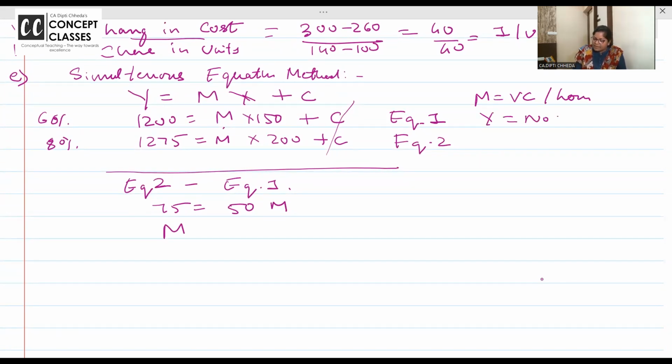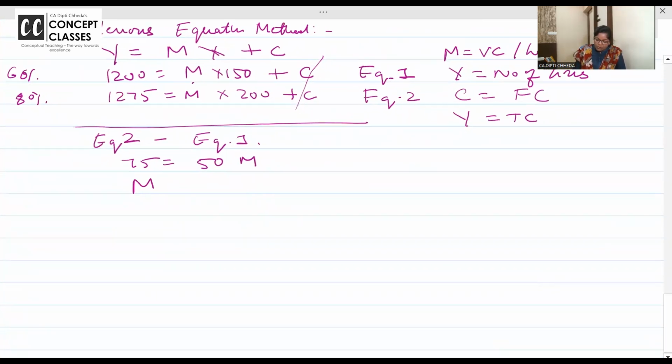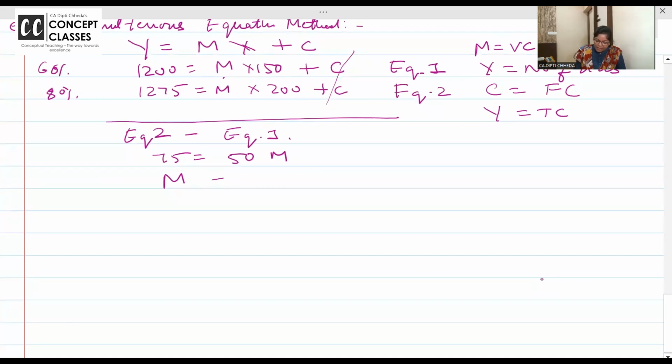X is the number of hours. Please write it. C is fixed cost. Y is total cost, which includes fixed and variable both. Write this, compulsorily, on the right side. So what is M, or variable cost per hour? 75 by 50. That is 1.5 per hour.